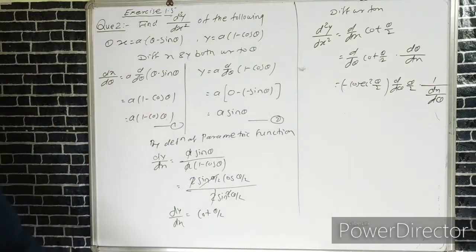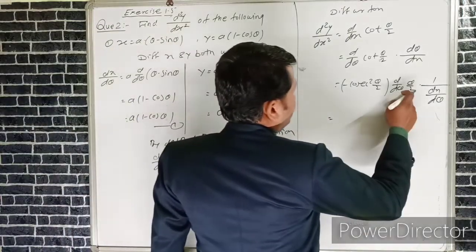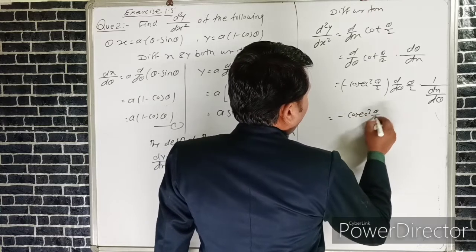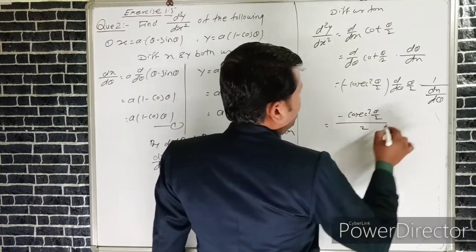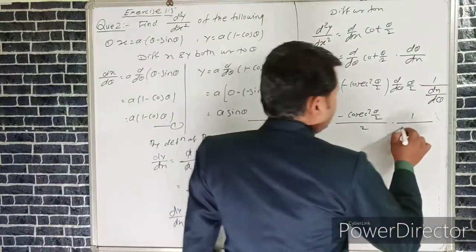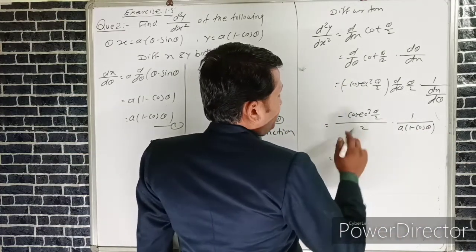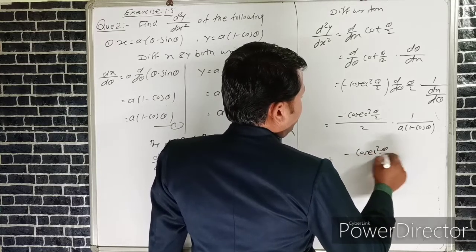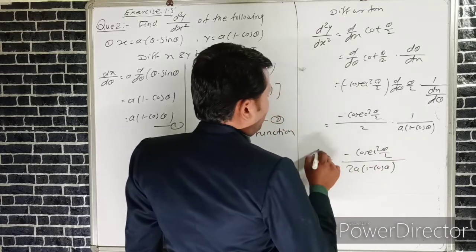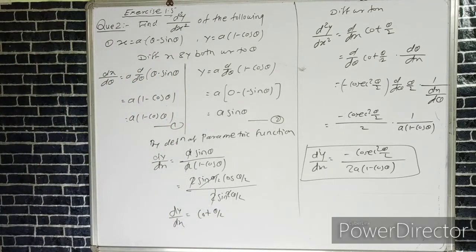We know that the value of dx by d theta is a in bracket (1 minus cos theta). Hence, the derivative of theta by 2 is 1 by 2 into minus cosec square theta by 2, upon 2 into 1 upon dx upon d theta, which is a in bracket (1 minus cos theta). Here, minus cosec square theta by 2 upon twice a (1 minus cos theta) is the required derivative d2y upon dx square of the given function.